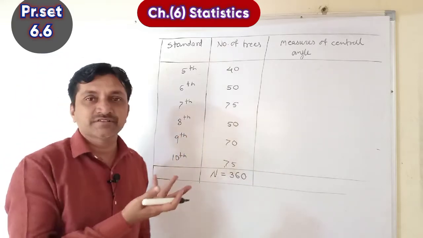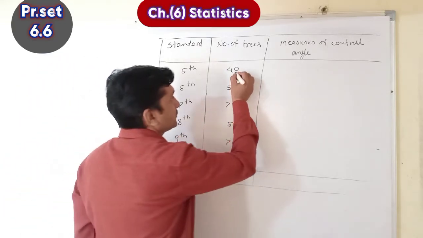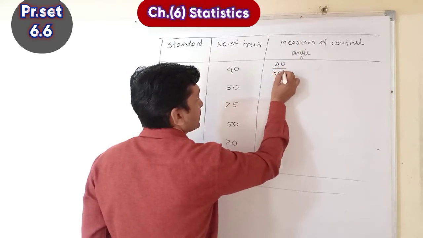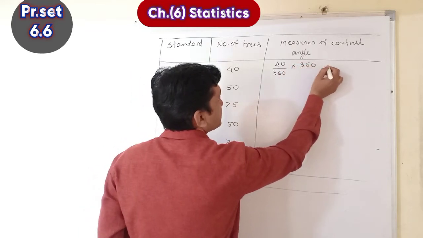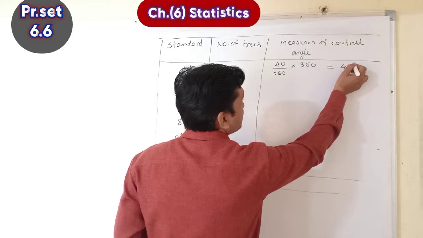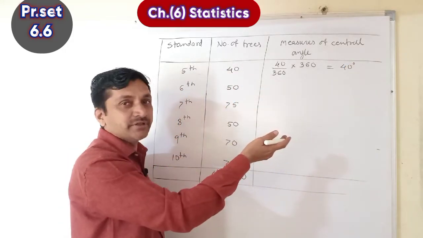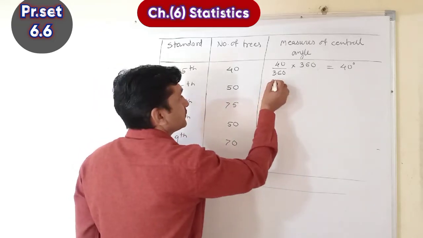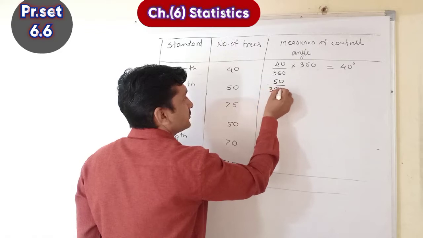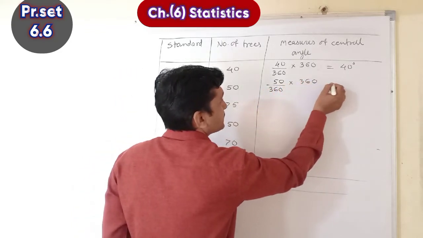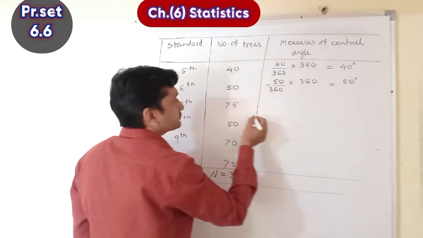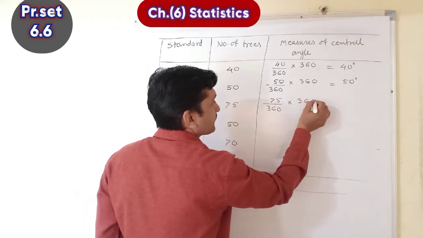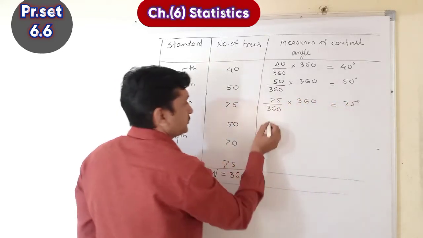Now if it is 36, 360 degree, it is very easy. 40 upon total 360 multiplied by 360, 360 cancel, 40 degree. It is very easy. Means same angles will be there, whatever number of trees, that many degrees. 50 upon 360 multiplied by 360, 360 cancel, 50 degree. 75 upon 360 into 360, 75 degree.